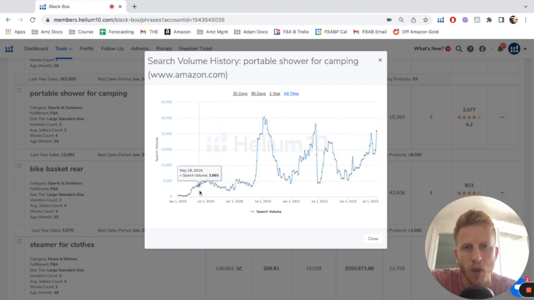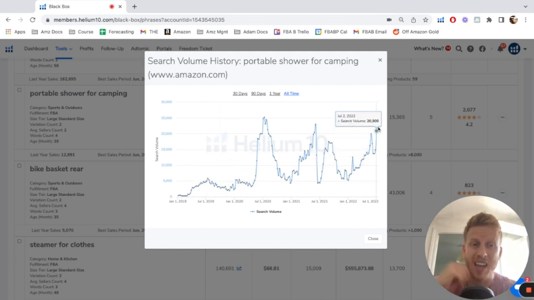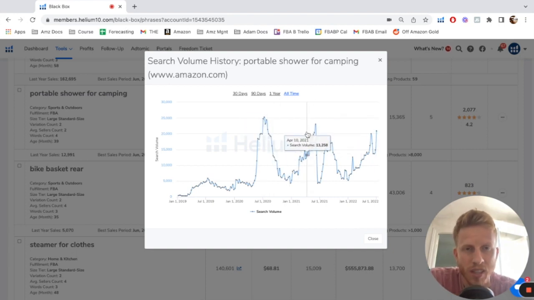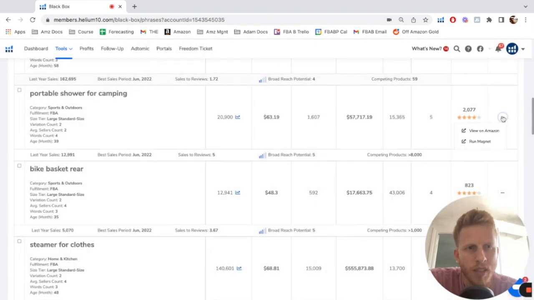If you look back at 2019, in July 2020 or whatever, there was like 4,000. And now it's gone up like 4 or 5 times. So this is a niche that's growing, I guess camping or whatever it is. What we want to see is that obviously in the summer it peaks, but it's still kind of healthy in December. So I'm not going to write it off, but let's have a look, right?